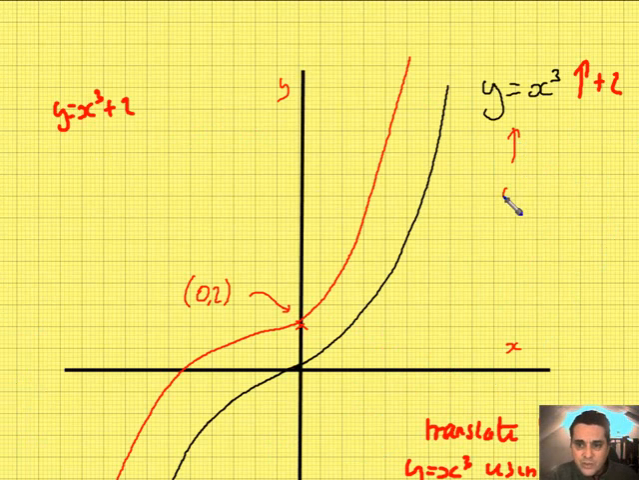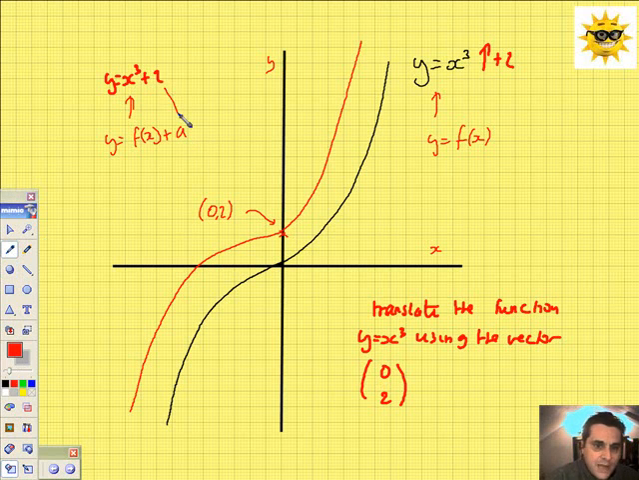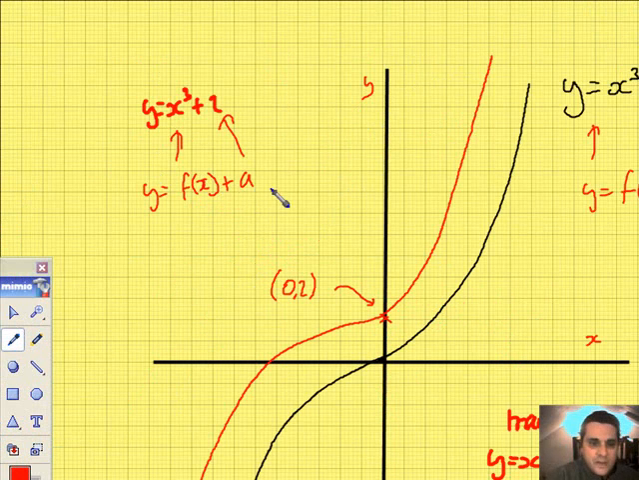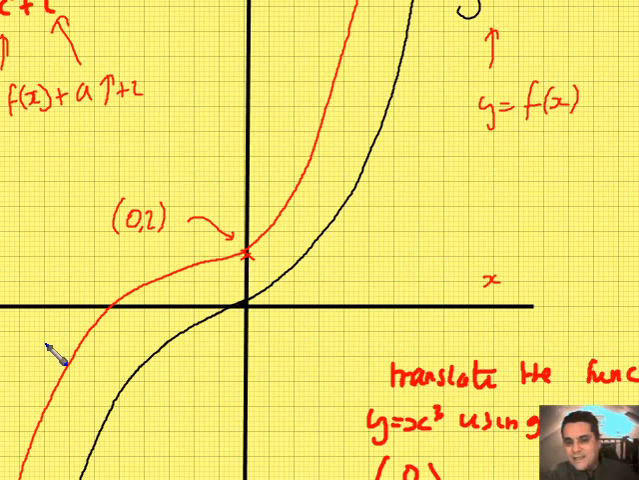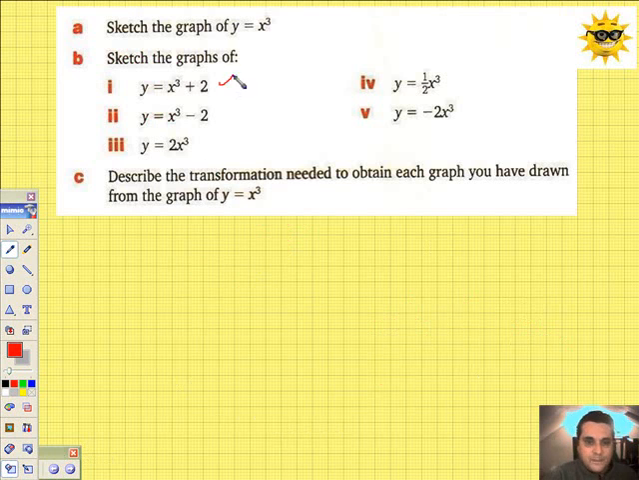So this is my original y equals some defined function of x, and this will be my y equals some defined function of x add on 2. And if you remember, it's plus or minus what we call the a, and the a value is worth 2, such that I raise the thing 2 units up in the air, or 2 units along the y-axis in the y direction. So I translated the function y equals x cubed, and I used the vector 0, 2 to do it. Very easy.